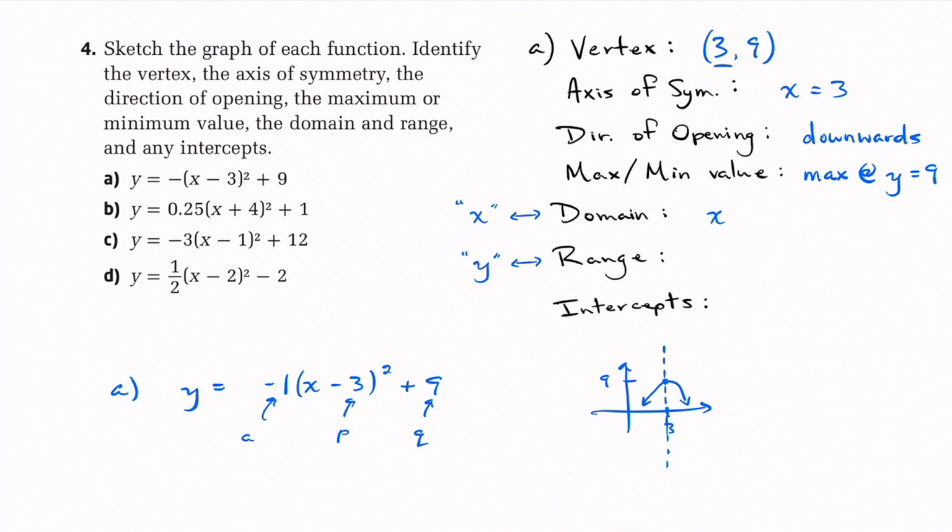Domain, it's always the same for quadratics. X is an element of the real numbers. Range is y, given that y has to be below that max point. So that's below 9. So y is less than or equal to 9. And y has to be an element of the real numbers. And then the intercepts, I'm going to do this just down below here. It's going to be kind of like we did in number 3.